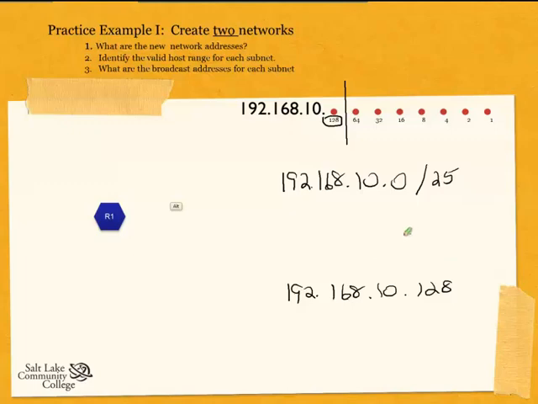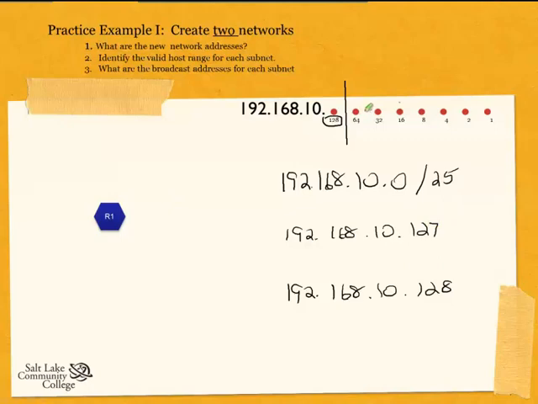Now that's important to write that out because that tells me where the broadcast is. Here's a rock solid rule. The number before the next network will always be the broadcast for the previous network. So for instance, this is the 0 network. The next network is 128. Following that rule, the broadcast for the 0 network would be 192.168.10.127. That's the easiest way to remember it. The number before the next network is always the broadcast.